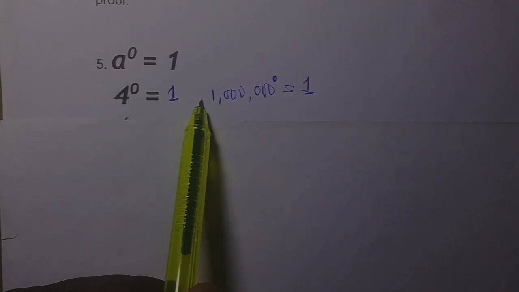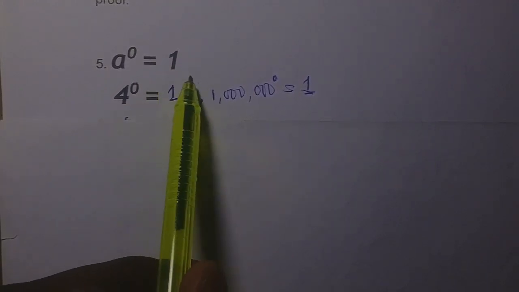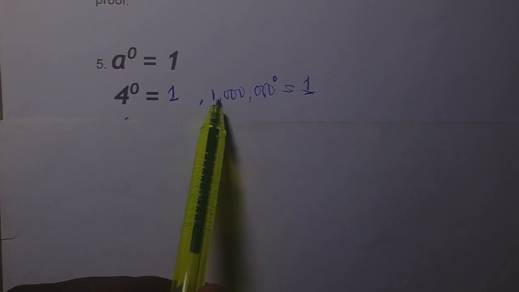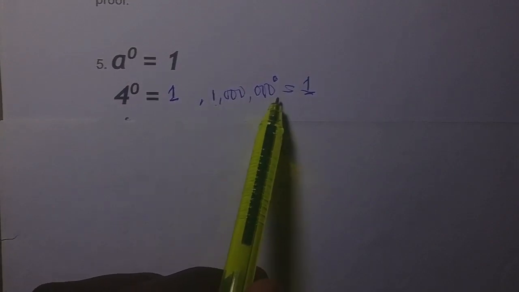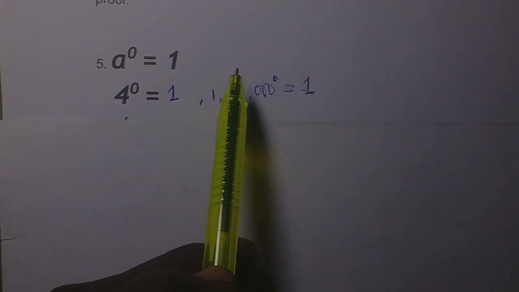So as I said before, no matter how large or small the base might be. So in this case, it's a million. A million raised to power 0 is nothing but 1.